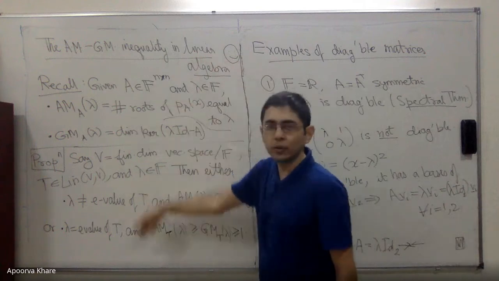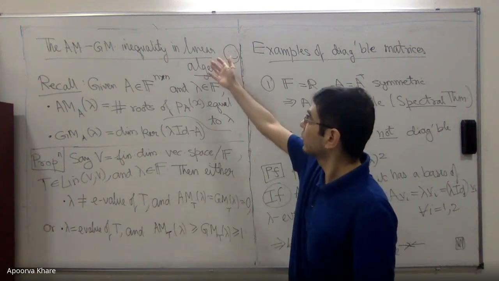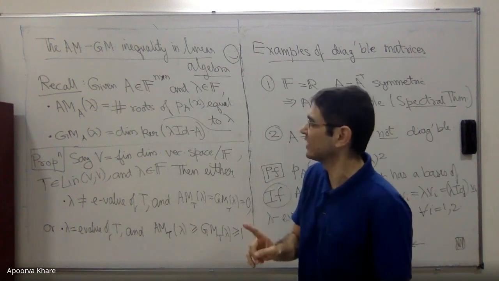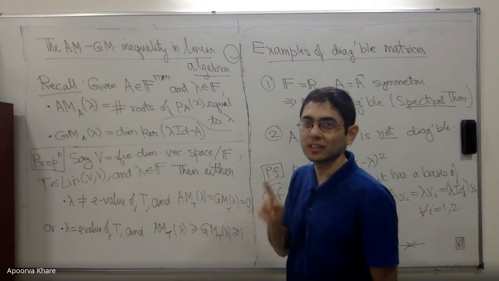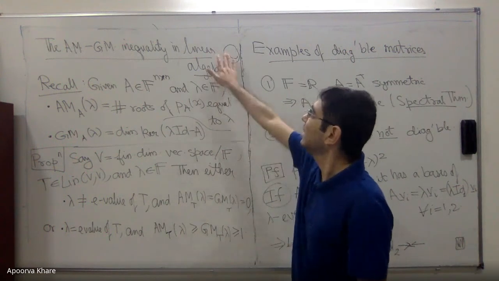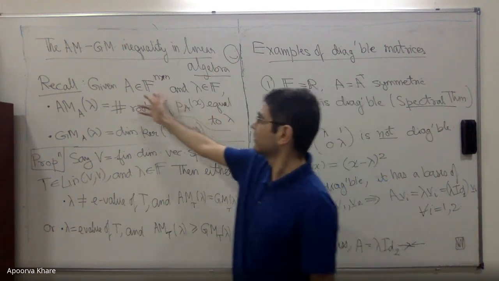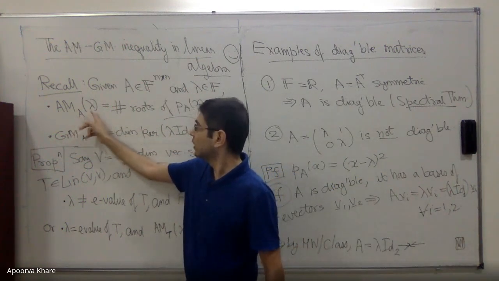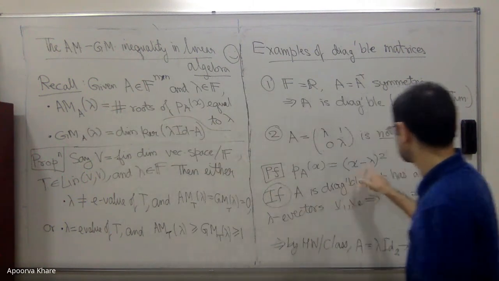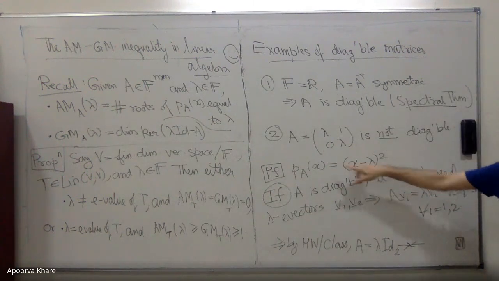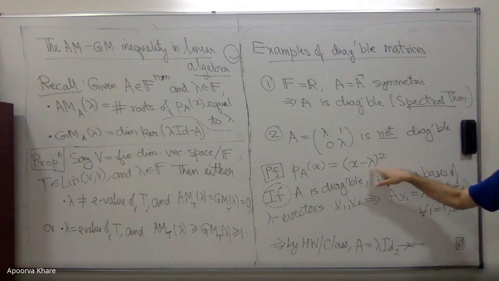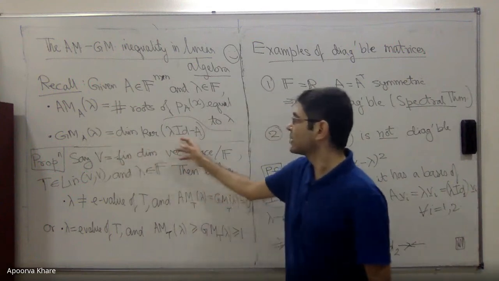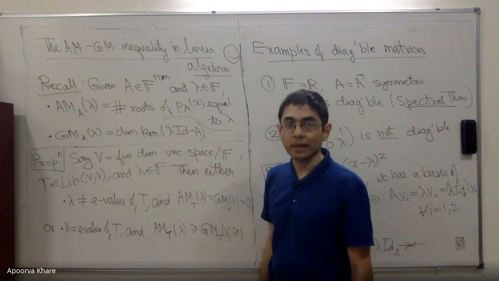And as I said, I would remind you of this today. So let's start. Today we are going to start with the AMGM inequality. It is not the arithmetic mean geometric mean inequality. It is the algebraic multiplicity geometric multiplicity inequality in linear algebra. So recall again, given a square matrix and a scalar lambda, the algebraic multiplicity of lambda is the number of roots of the characteristic polynomial that are equal to lambda. In this case, the algebraic multiplicity is 2. And the geometric multiplicity is the dimension of the lambda eigenspace.